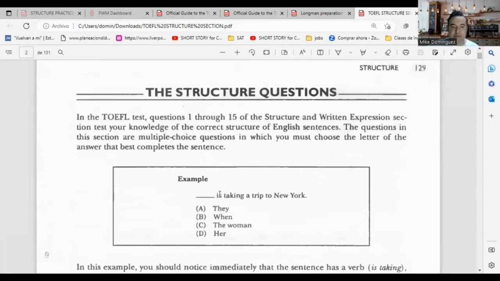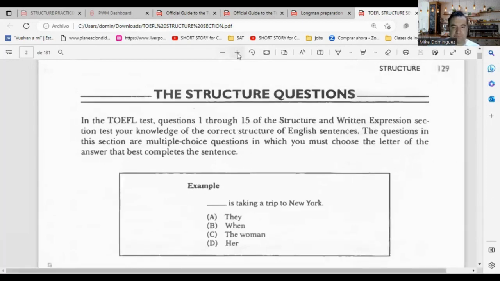Can you help me read the example, please, Carlos? "Is taking a trip to New York." So you need to choose A, B, C, or D. Which one makes the most sense to complete this sentence? The woman is taking a trip to New York. That makes sense, so go ahead and select it immediately.